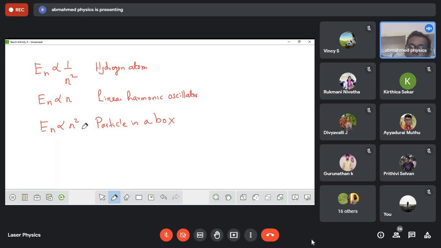In general, En is equal to n square pi square h cross square by 2m L square. L is the width of the box. So you can calculate the difference. It is delta En. You can calculate delta En. What is delta En? En plus 1 minus En.